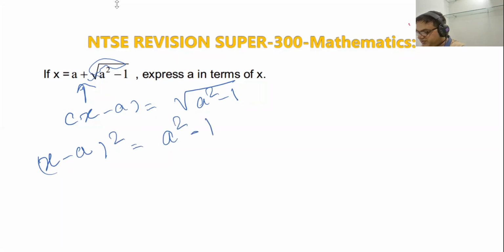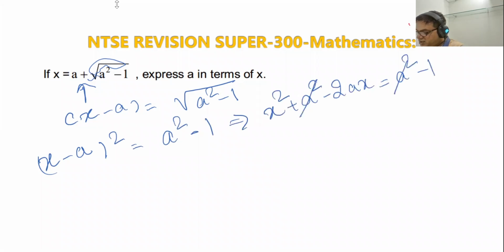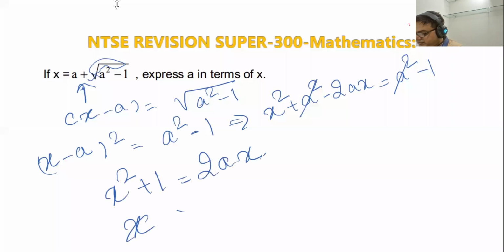Now let us try to simplify it. So I have x square plus a square minus 2ax is equal to a square minus 1. So this a square and a square will get cancelled. So finally I have x square plus 1 is equal to 2ax. So a will be equal to x square plus 1 divided by 2x.